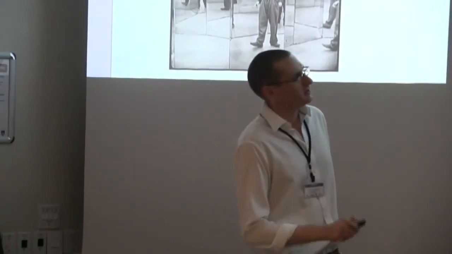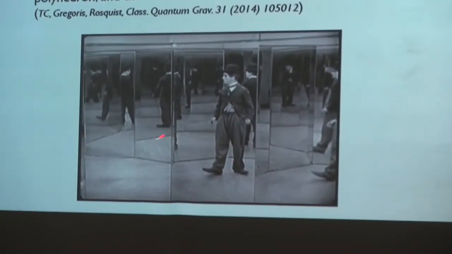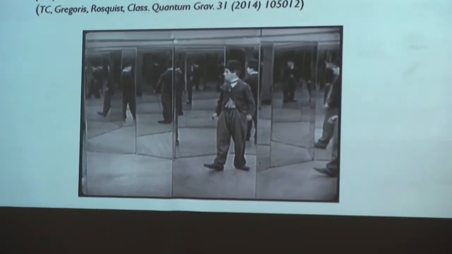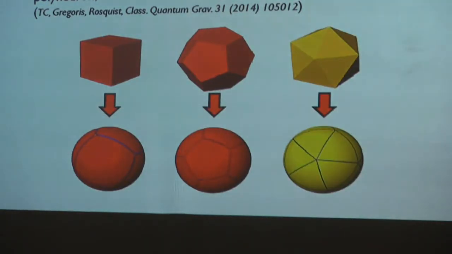So the idea is to construct a universe of this type. This is Charlie Chaplin in a hall of mirrors. So if you put a mass for every Chaplin, and you consider each of these cells inside mirrors to be the types of polyhedra that I've been considering here, and you have a universe full of Charlie Chaplins, you can solve Einstein's equations to find out how they expand.